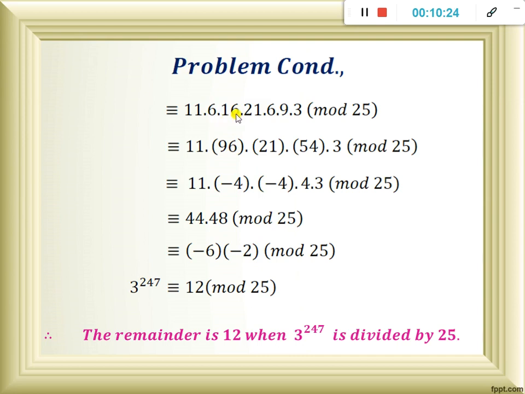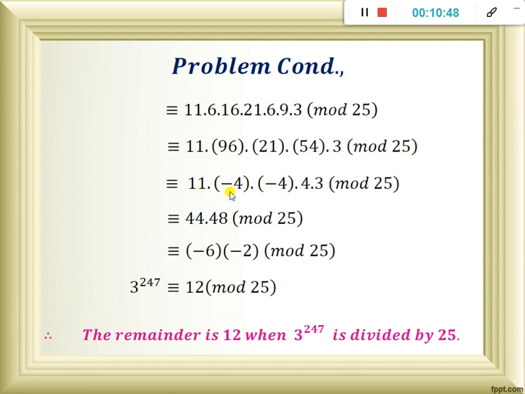So here 6 multiplied by 16, we will get 96. I am keeping 21 as it is. So 9 into 6 is 54. Keep 3 as it is. So just divide these individual numbers by 25. Here you will get -4, here you will get -4, here you will get 4, and then 3 is there. Again, negative into negative gives positive.